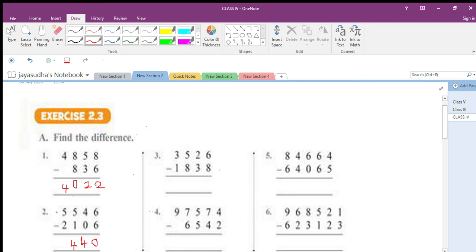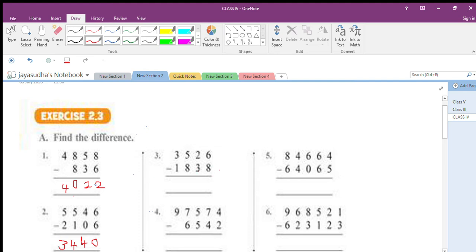Then move on to the next column. Here 5, below 2. So 5 minus 2 is 3. You get the value 3. Are you okay, children? Now you get the answer 3440. This is your answer for the second sum. Then move on to the third sum.